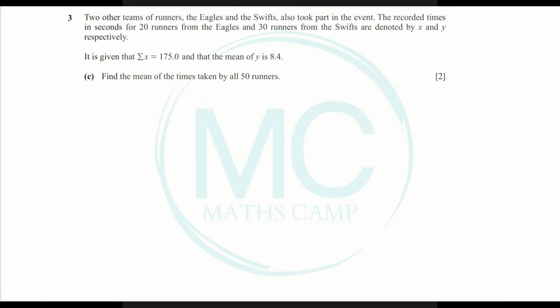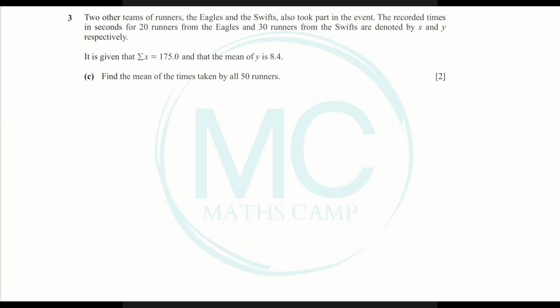Part C says two other teams of runners, the Eagles and the Swifts, also took part in the event. The recorded times in seconds for 20 runners from the Eagles and 30 runners from the Swifts are denoted by x and y respectively. It is given that sigma x is equal to 175 and the mean of y is 8.4. Find the mean of the times taken by all 50 runners.